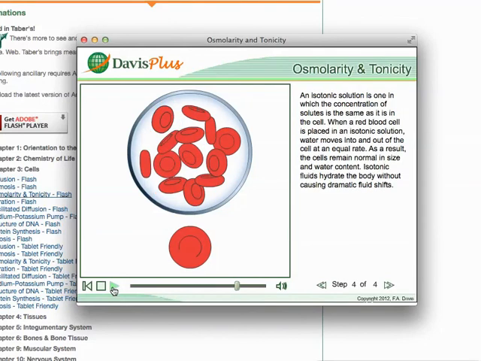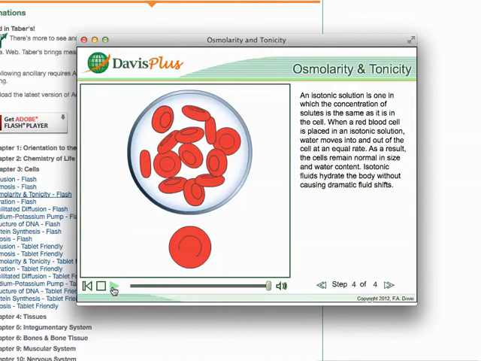An isotonic solution is one in which the concentration of solutes is the same as it is in the cell. When a red blood cell is placed in an isotonic solution, water moves into and out of the cell at an equal rate. As a result, the cells remain normal in size and water content. Isotonic fluids hydrate the body without causing dramatic fluid shifts.